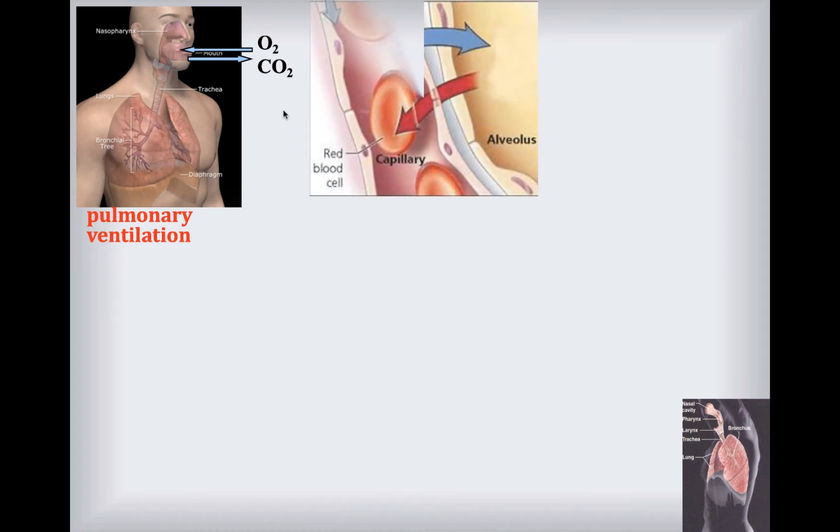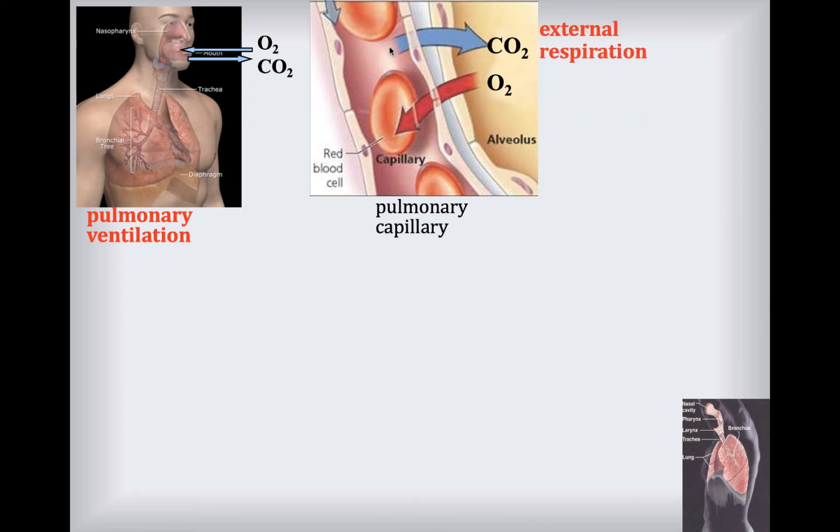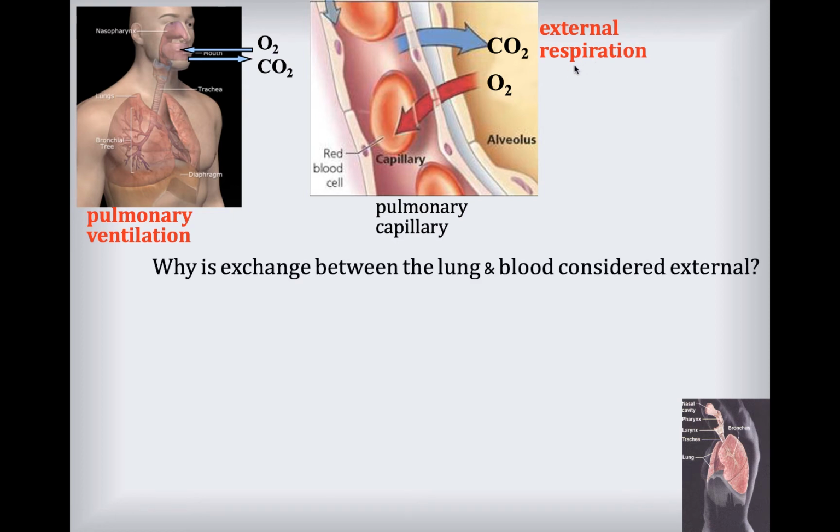Once we have the air inside the lung, we have the diffusion of CO2 from the pulmonary capillary across into the alveolus so that we can then exhale it. And we have diffusion of O2 from the alveolus across into the inside of the pulmonary capillary. This is what's known as external respiration.